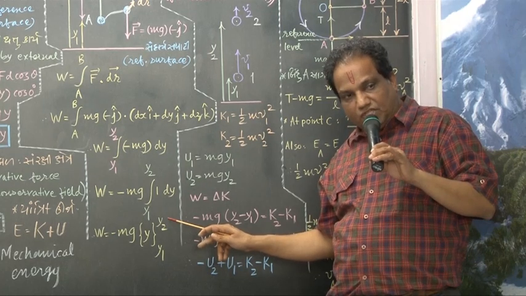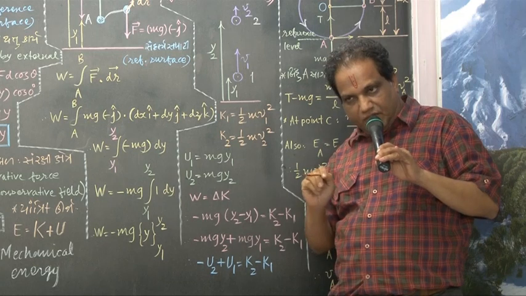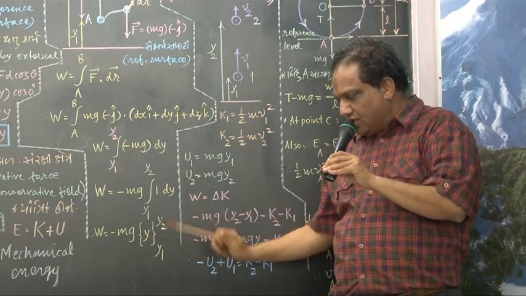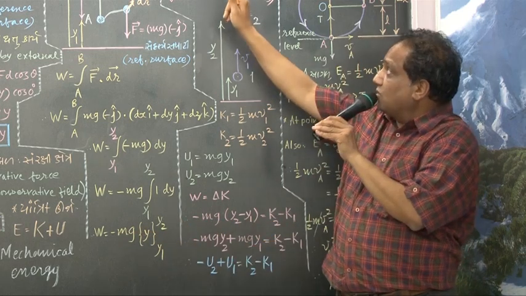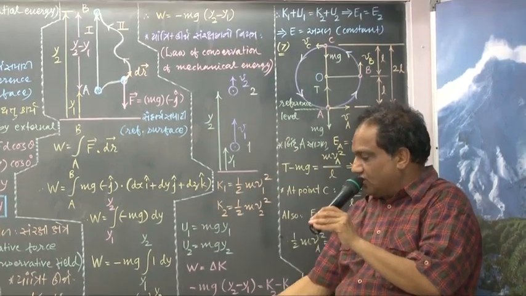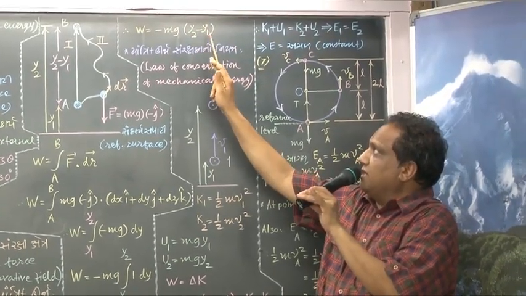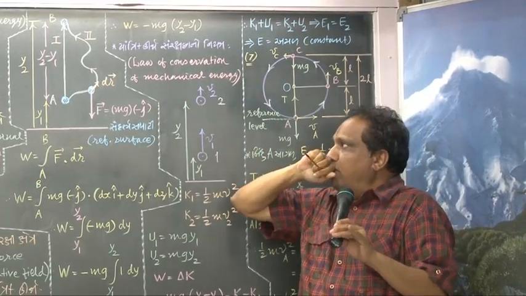Now what is the rule for putting the limits? First of all the upper limit, after putting a minus sign, the lower limit. Instead of y, put y2. So minus mg, instead of y I am putting y2. After the minus sign, instead of y I should write y1. Upper limit minus lower limit.